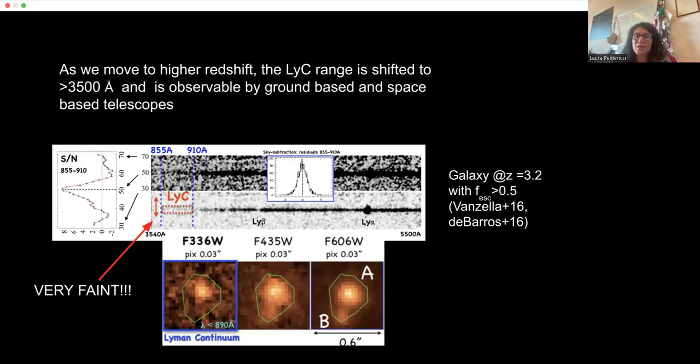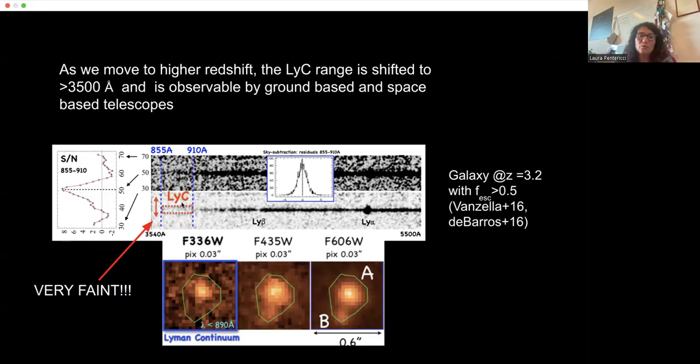So, for example, this is a galaxy at redshift 3. I think it's one of these very famous leakers. It's, I think, Ion 2. There are so few at redshift 3 that we gave them particular names. And again, this is a spectrum, I think, obtained with Forth 2. And you see that this is the Lyman continuum range. The flux is very, very faint, despite the fact that in this source, if you make the calculation, the escape fraction is about 50%, okay?